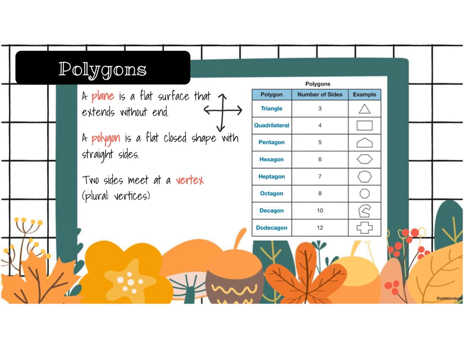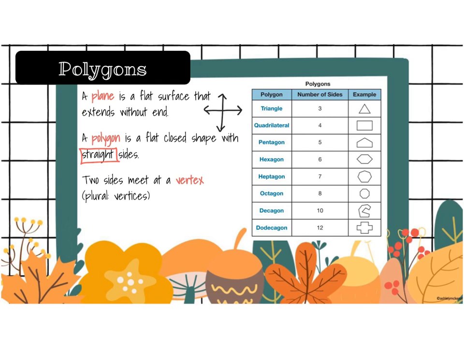A polygon is a flat, closed shape with straight sides. With straight sides. How do I change my color here? Let's see. Why is it? Oh, that's the eraser. That's why. I don't have a highlighter. Okay, so straight sides is the important thing to know about a polygon.